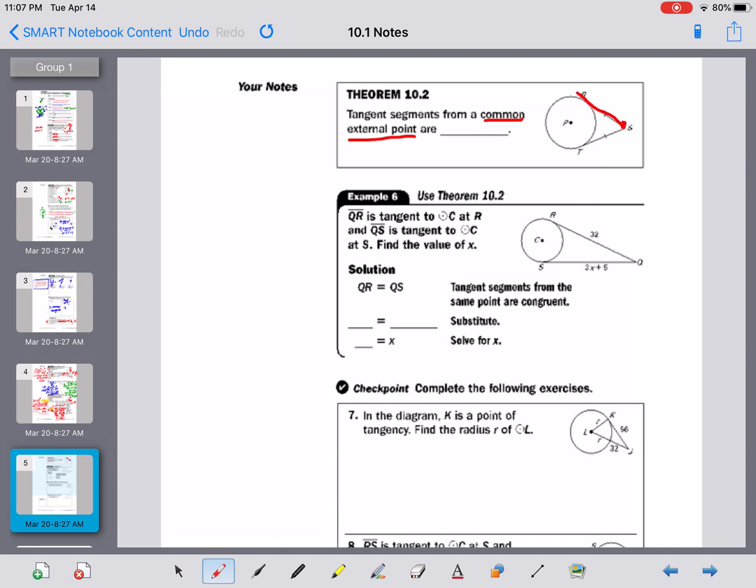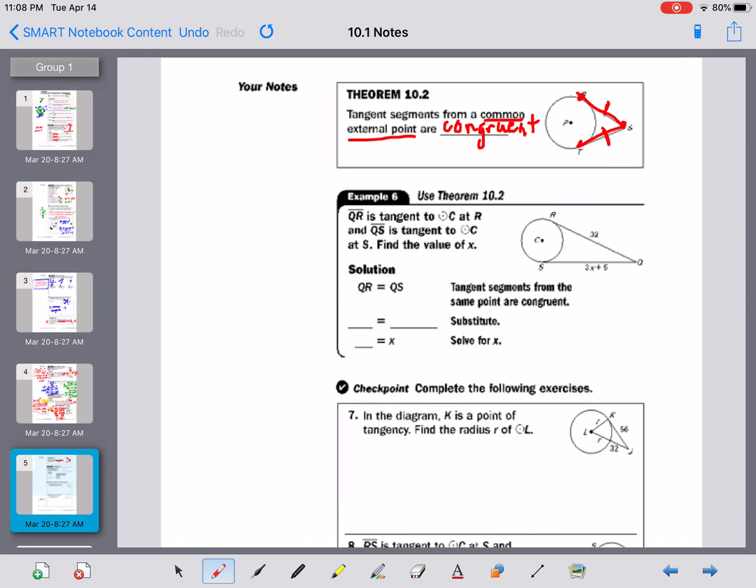And by the way, these are segments. They're stopping right when they hit the circle. Common external point, these tangent segments will be congruent. So if they both come from the same position, they will both be congruent. Okay? So in example 6, QR is tangent to the circle C at point R.